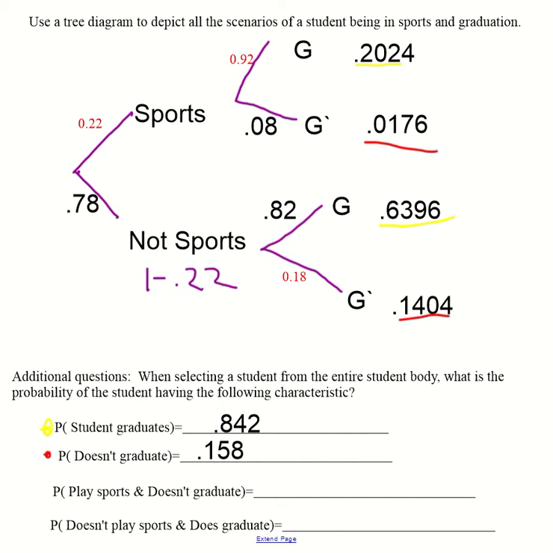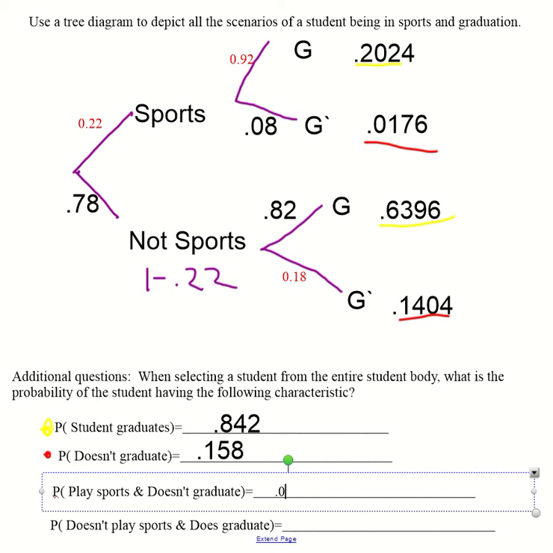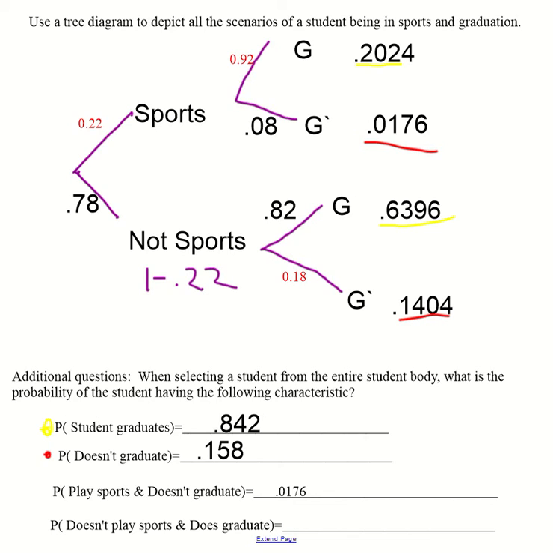So, we need another probability now. We need the probability that they play sports and don't graduate. So, if they're going to play sports and they don't graduate, we already found that probability. It's right there, 0.0176. What's the probability that they don't play sports and they do graduate? So, not sports, but they graduate. That's 0.6396.